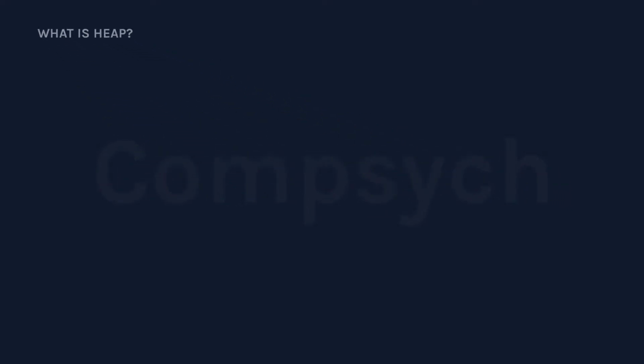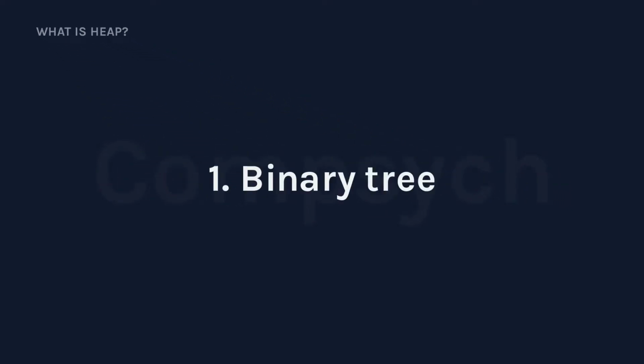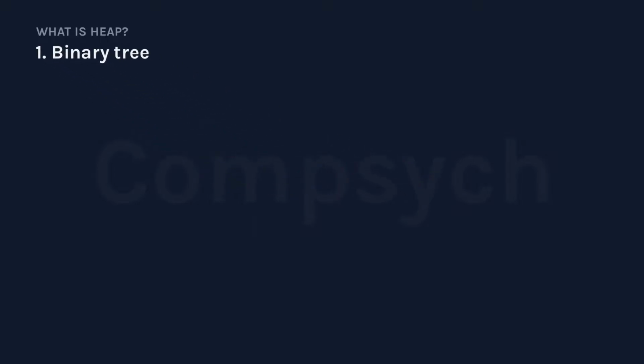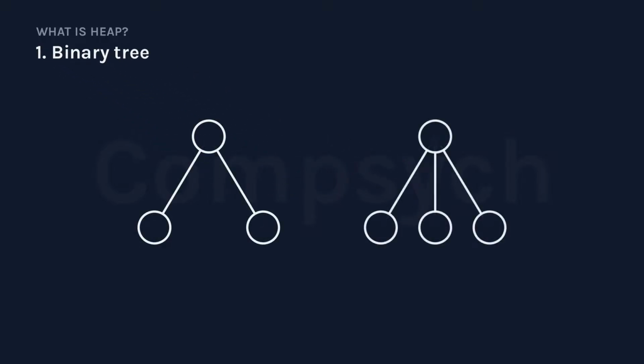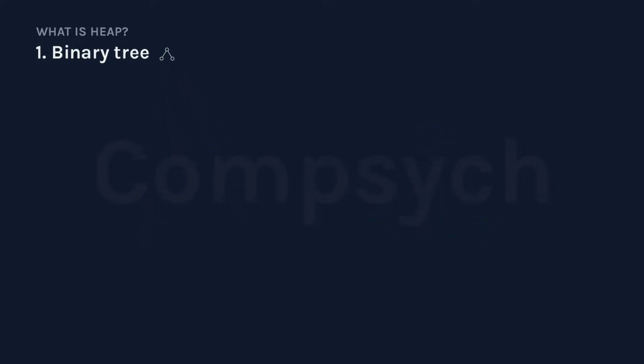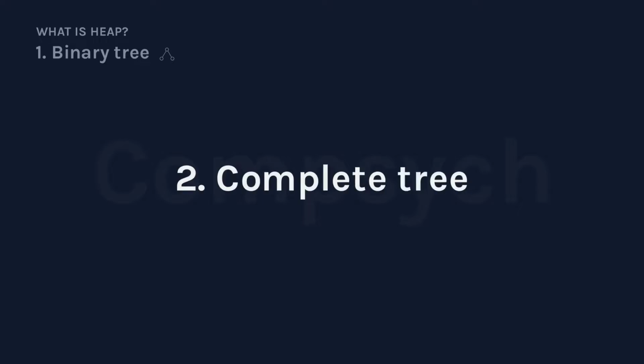Firstly, a heap can be seen as a binary tree. In a binary heap, each node has at most 2 children. It cannot have 3 or more children. Secondly, a heap must be a complete tree.